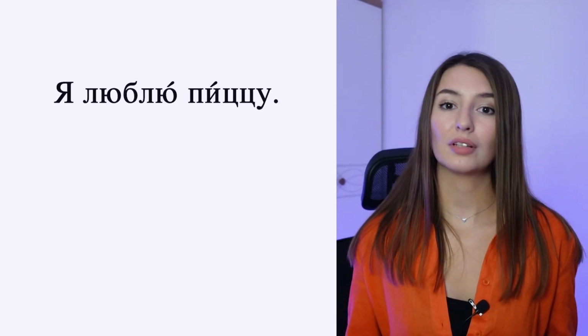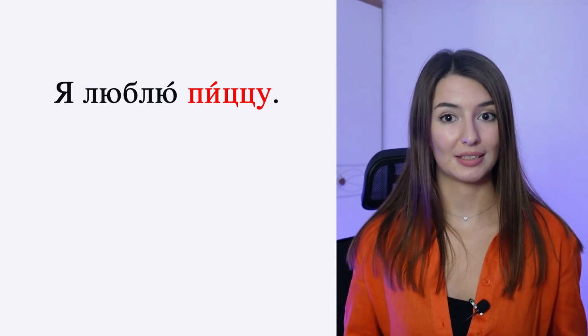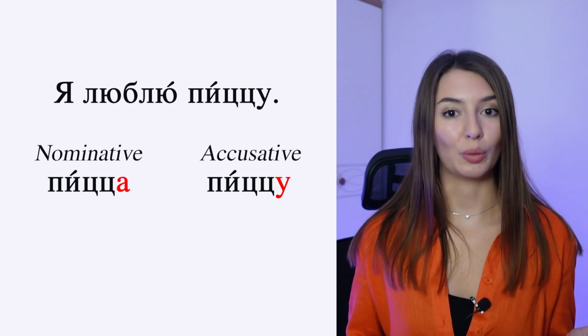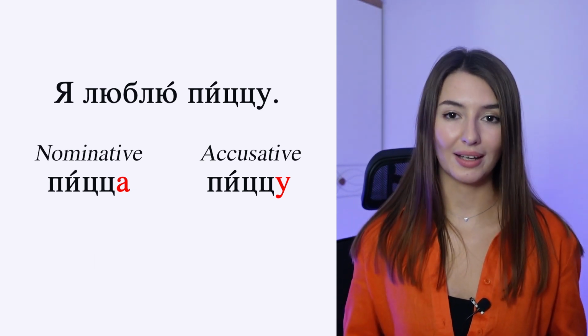Welcome to the lesson number 10. The previous lesson was dedicated to the structure of a Russian sentence. Today we are going to learn how to put a noun into the accusative case. A quick reminder, we need it because the direct object in the sentence must be in the accusative case. For example, the short sentence Я люблю пиццу. Pizza is a direct object here, so we put it into the accusative case. Pizza in the nominative, пиццу in the accusative.